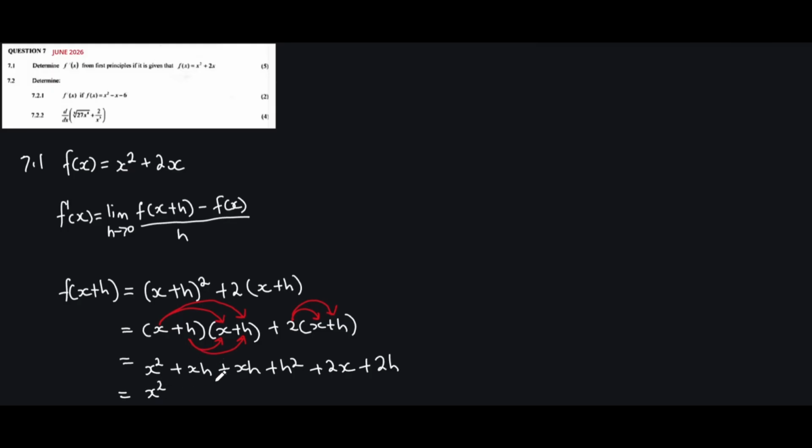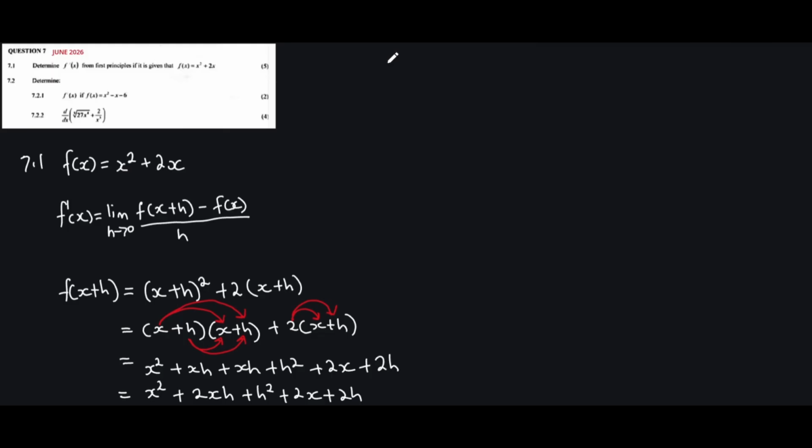And then we have xh plus xh, so those are like terms. So xh plus xh will give us 2xh, and then we have h squared there plus 2x plus 2h, right? So this is f of x plus h. So now since you have f of x plus h, you can now go and substitute everything in your formula for first principle and then find your derivative.